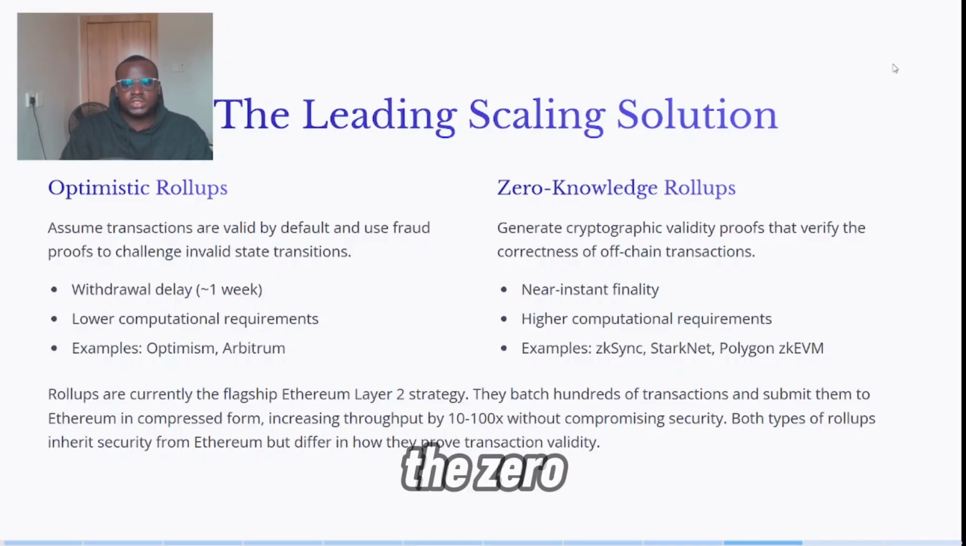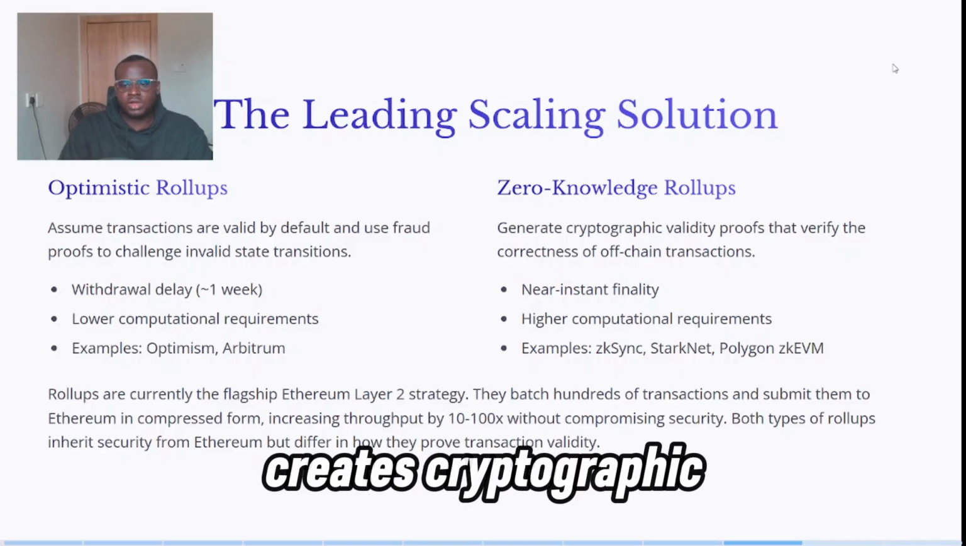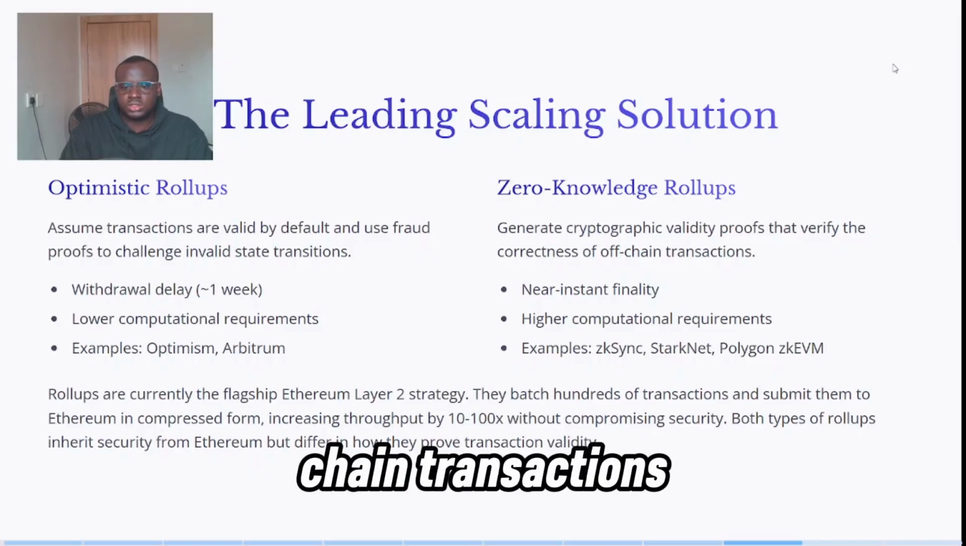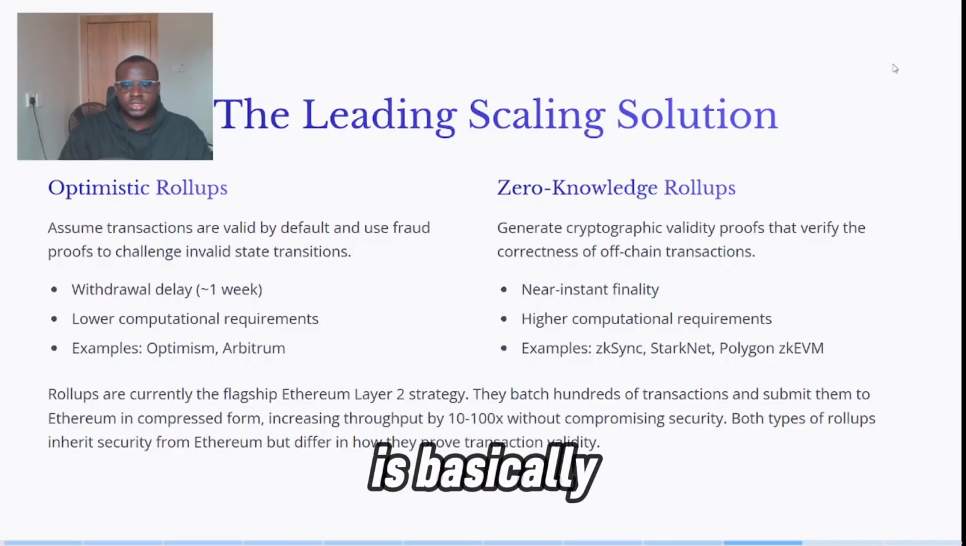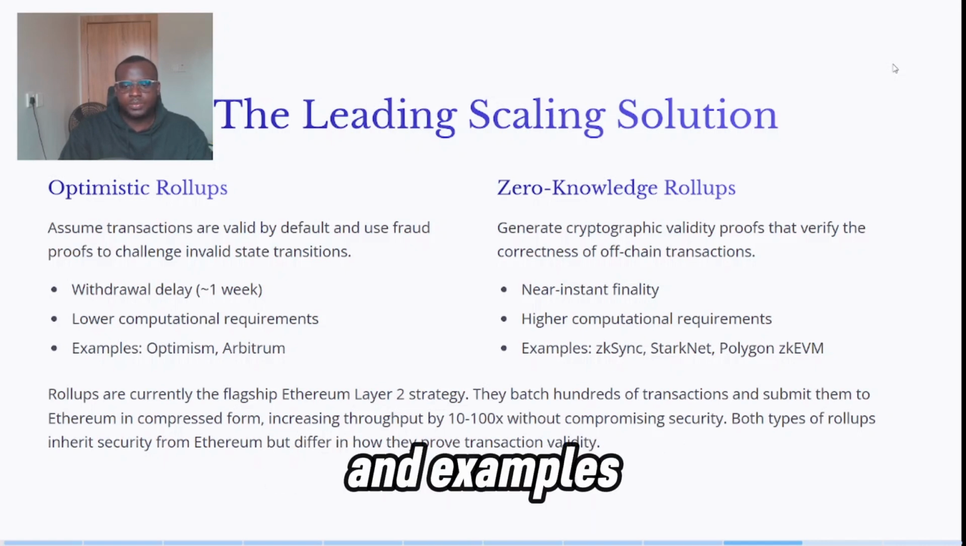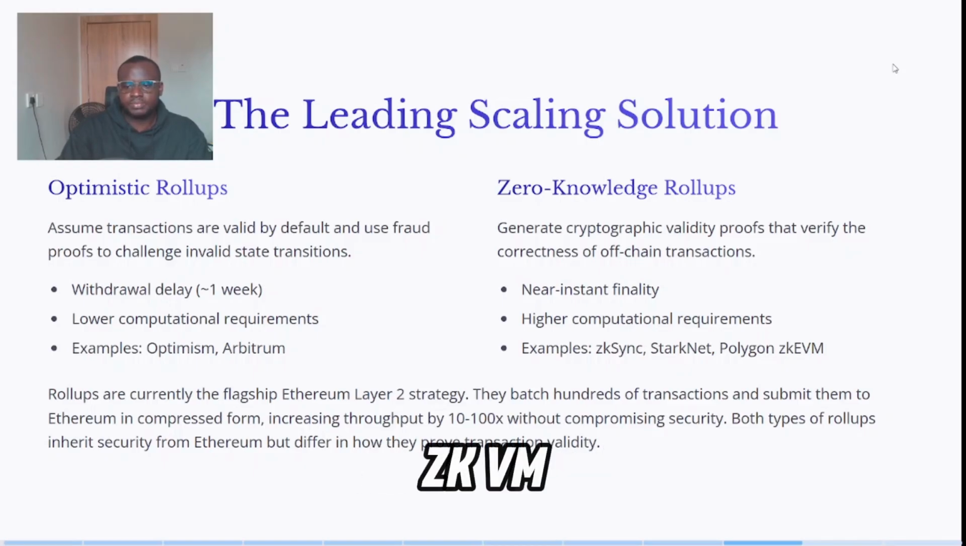And then we have the zero-knowledge rollups. These create cryptographic validity proofs that verify the correctness of off-chain transactions, and this is done almost instantly. They require higher computational resources, and examples include zkSync, StarkNet, and the Polygon zkEVM.